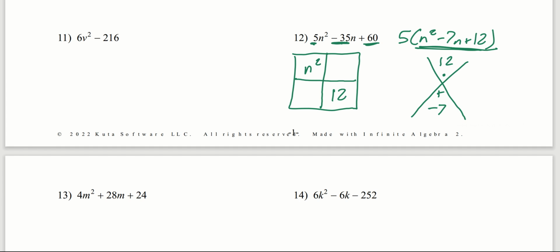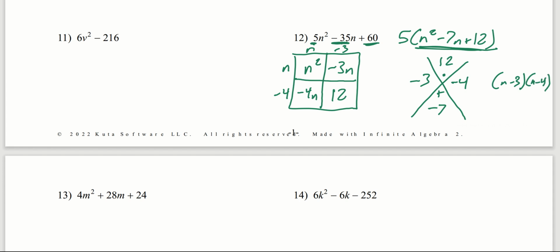So what are the two numbers that multiply to positive 12 and add to -7? That would be -3 and -4. So that's what I'm going to fill into the box, -4n, -3n. We've got n, we've got n. This has to be a -4, this has to be a -3. So my two factors here are n minus 3 and n minus 4.